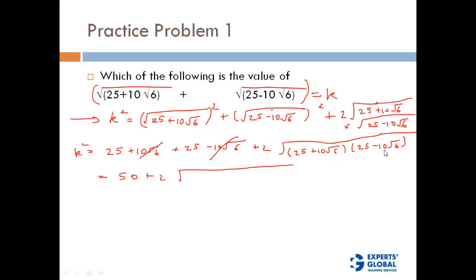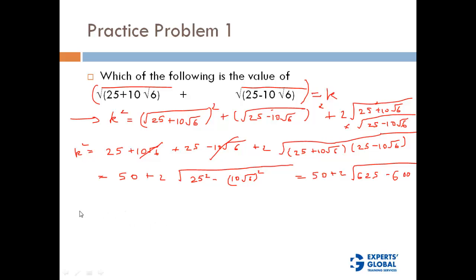You'll see that this is a plus b into a minus b. So a plus b into a minus b is a square minus b square. So what we get is 25 square minus 10 root 6 square, which is equal to 50 plus 2 times under root. What is 25 square? 25 square is 625 minus 10 root 6 square. Now when we have 10 root 6 square, it is going to become 10 square into root 6 square, which is 10 square is 100, root 6 square is 6. So 100 into 6 is going to be 600.